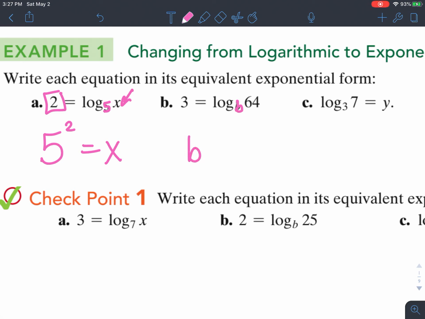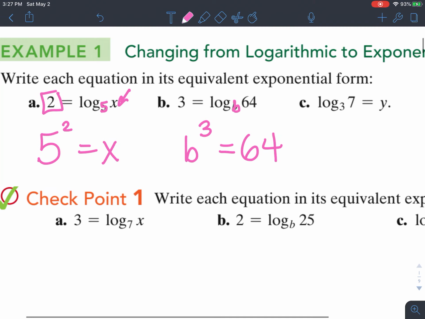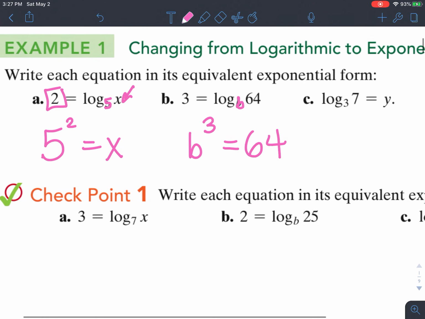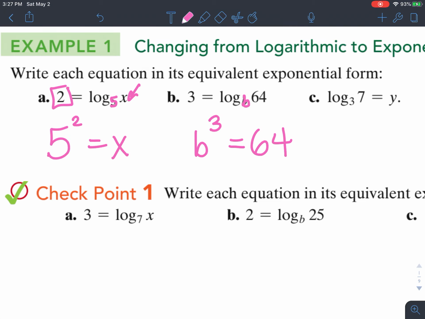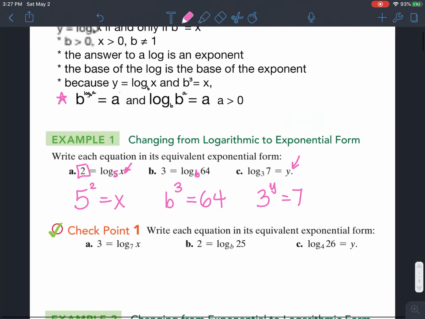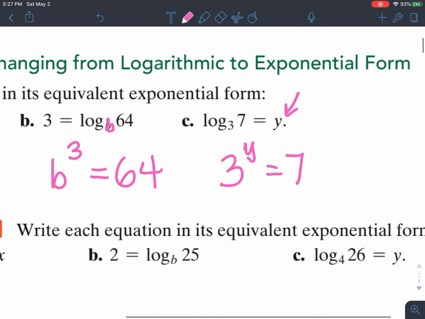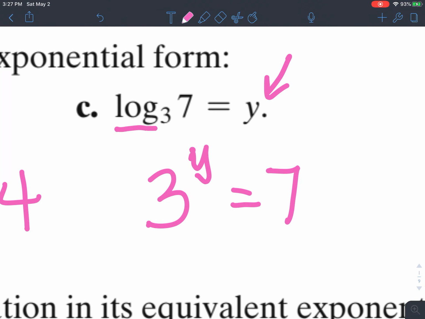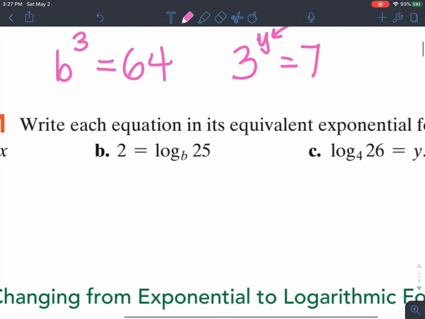B to the third equals 64. They're not asking you to solve or anything. You're just moving the stuff around. So the base of the log is 3. 3 to the y equals 7. Now this brings up what I set up here. The most important thing I want you to know is that the answer to a log is an exponent. So come and look at this one. The answer to this log is y, and notice that y is the exponent.